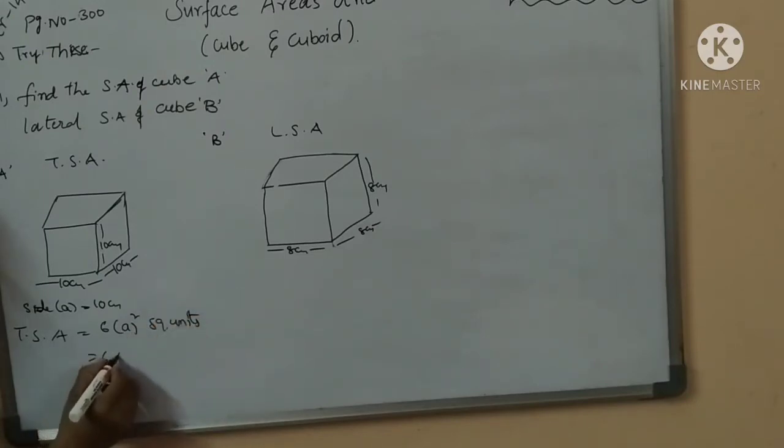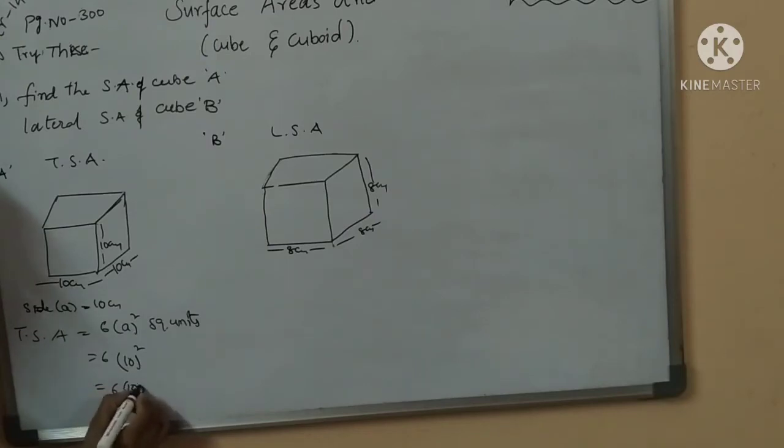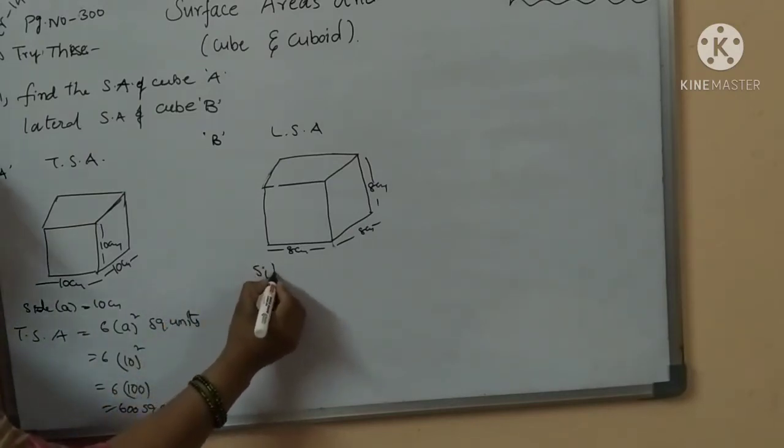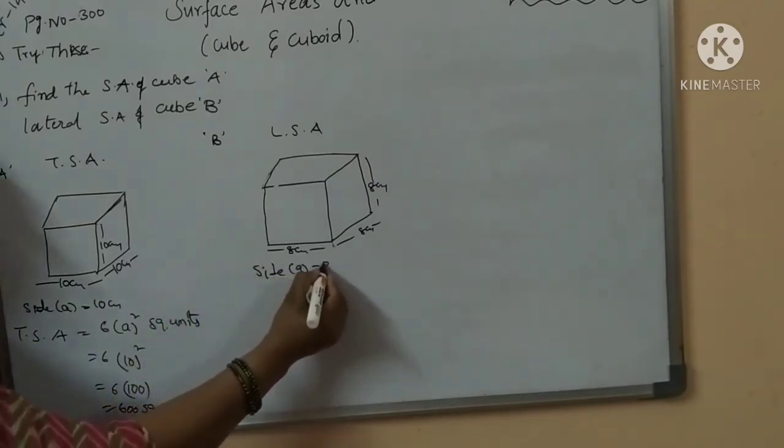Okay. So 6 into what is the A here? 10 whole square. 6 into 10 square means we should write the 10 two times. 10 times 10 are 100. So 6 into 100, 600 square. Already the units are given, centimeters, square units. So it is the first diagram A. And the second diagram B is a side A equal to 8 centimeters.